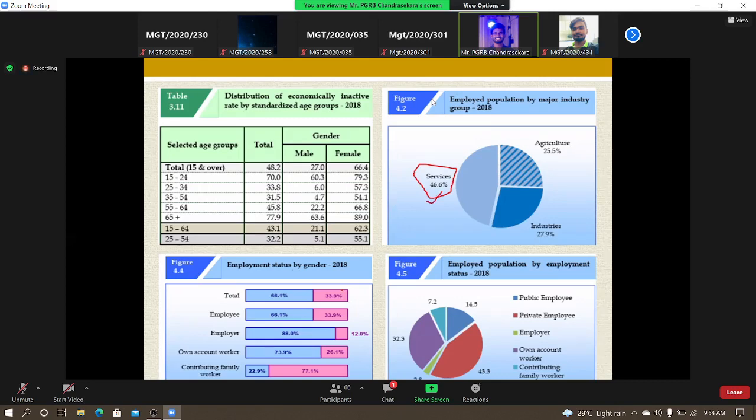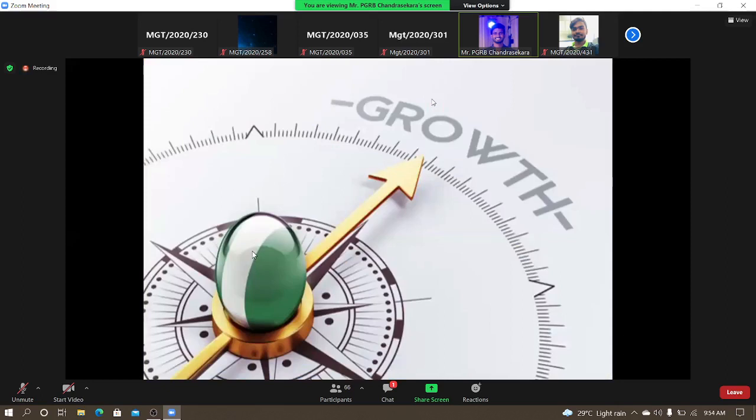Go through this one also. Public, private, likewise. That is all about unemployment. Then we are coming to the topic of what? Economic growth.